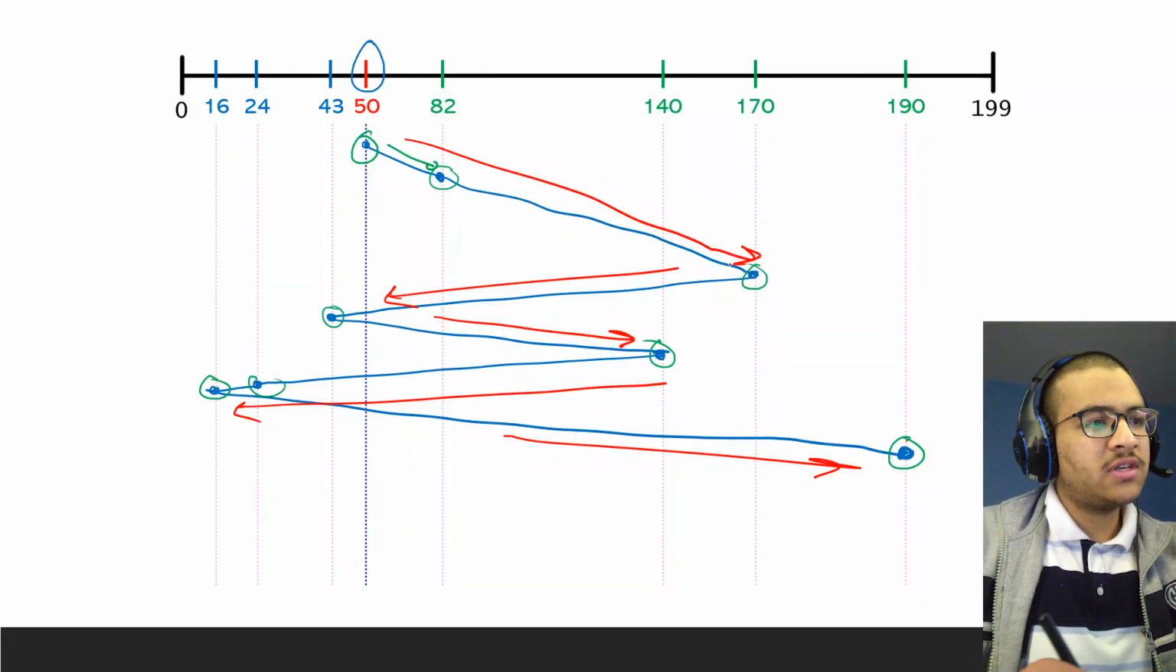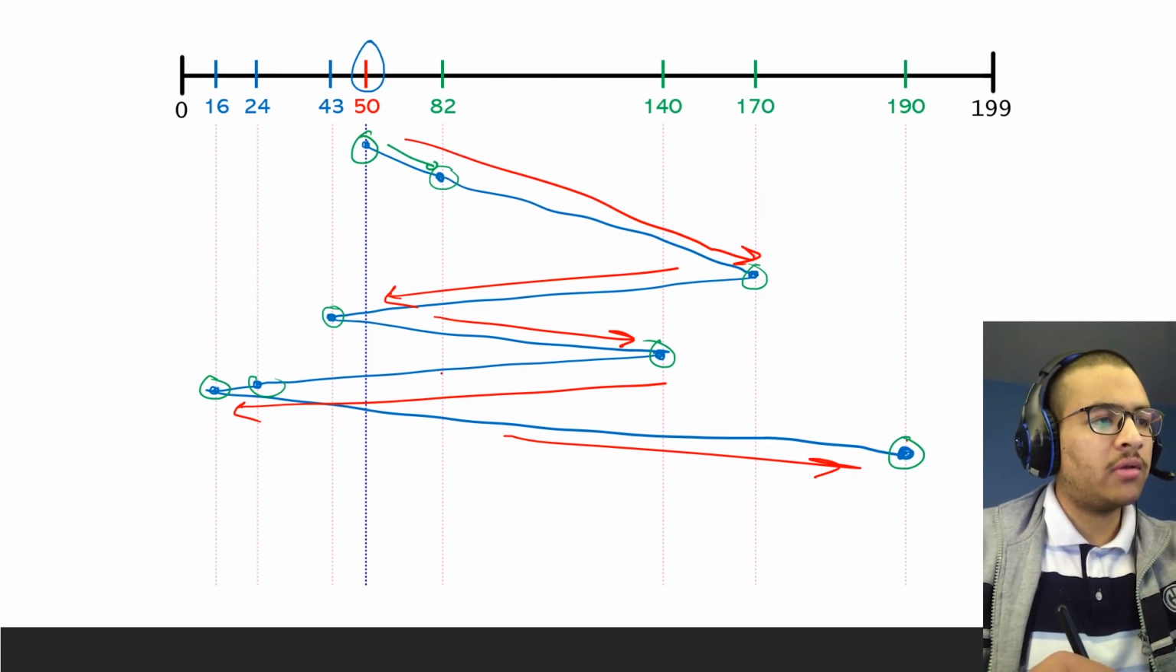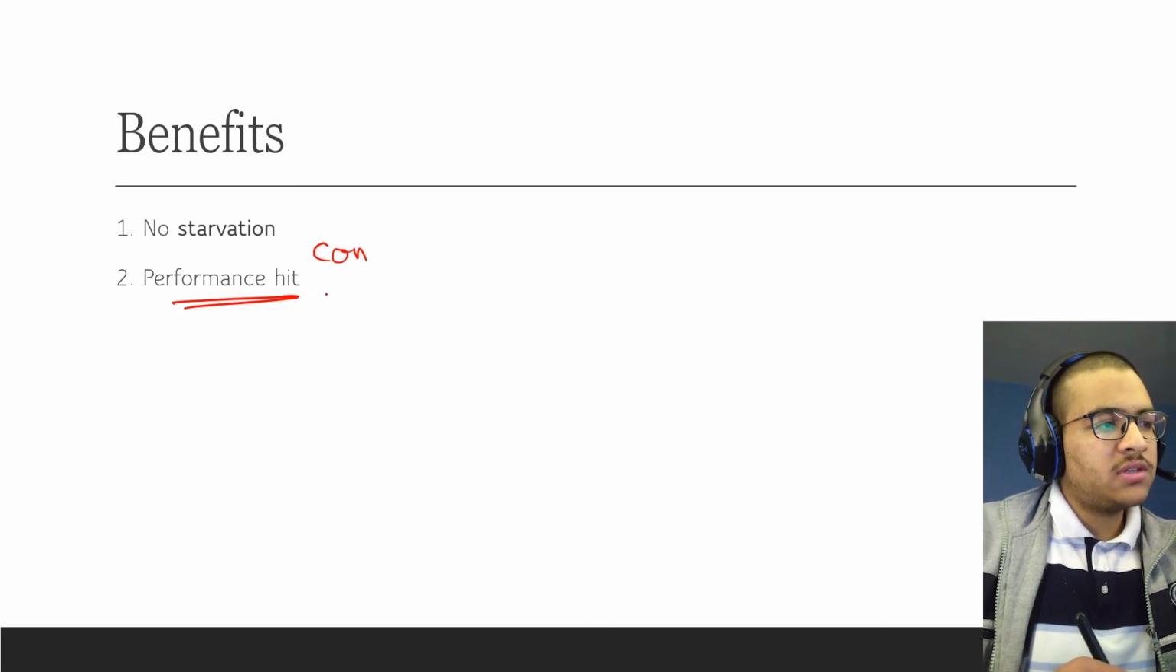You can see that the zigzag motion is too much, so it will take more time than the other scheduling algorithms. So this is the con of the first come first serve algorithm.